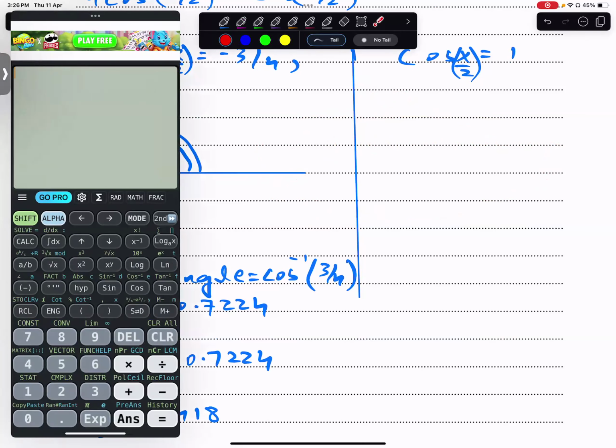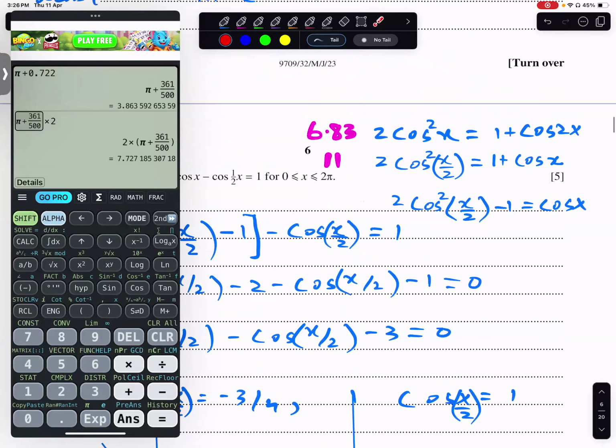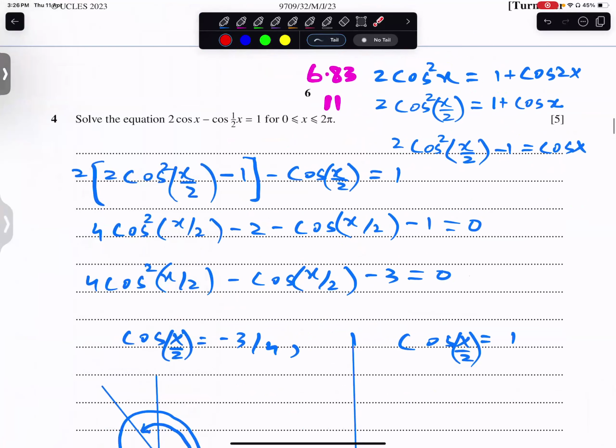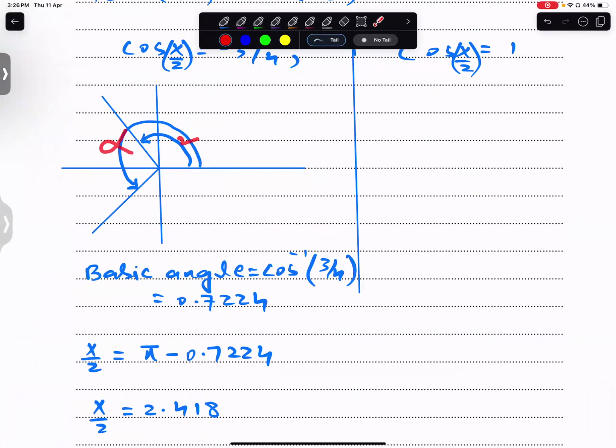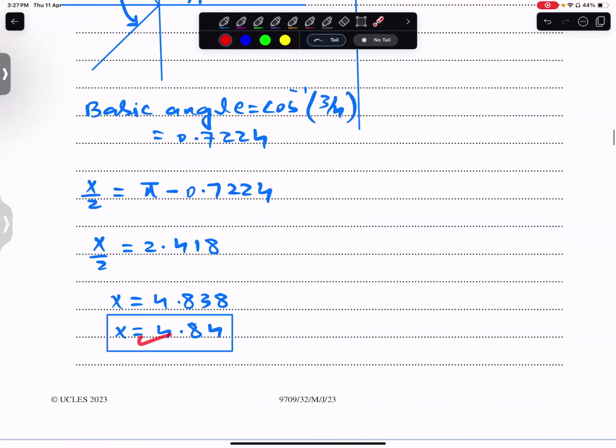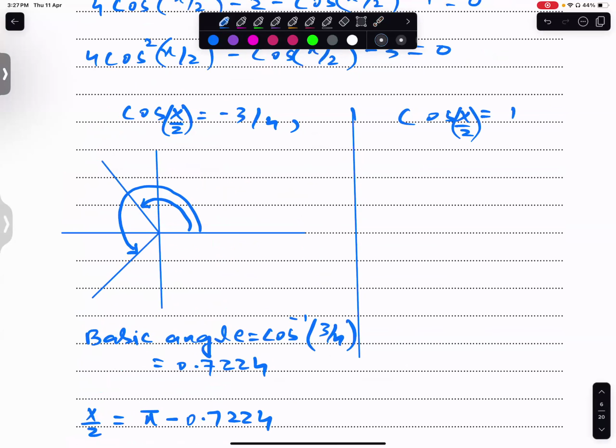So this will be shift pi plus 0.722, then multiplied with 2, you will get 7 point something. So you can see that your domain is up to 6.83. So just forget about the next answer. Only the first will be your right answer. So this is my x. Now moving on to the next one.